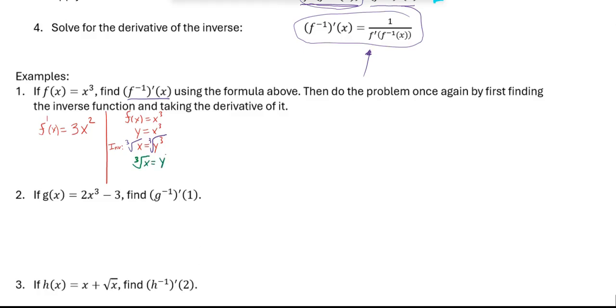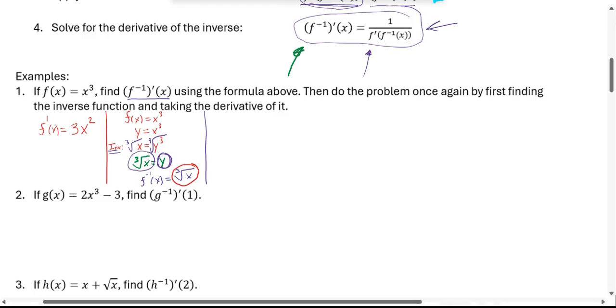And then I'll just rewrite this as inverse. Since I did the inverse here, my y now is the inverse y. So that's f inverse of x is equal to the third root of x. Okay, so now we want to put all of the pieces together by looking at our formula. What we're really trying to do is this: 1 over f prime of f inverse of x.